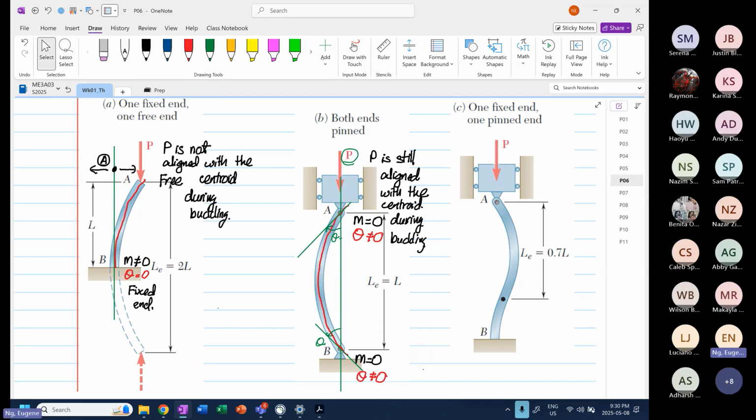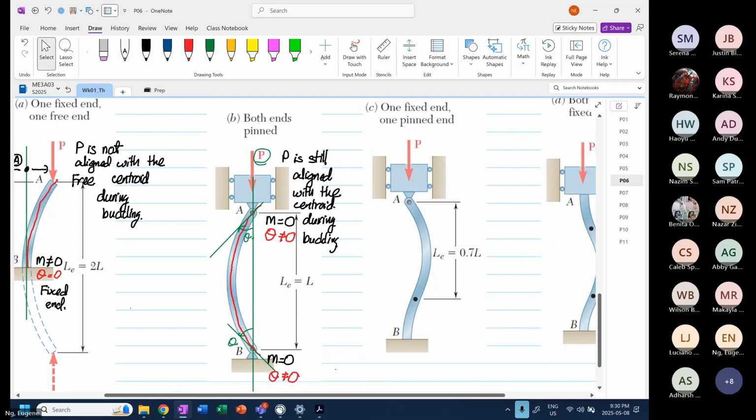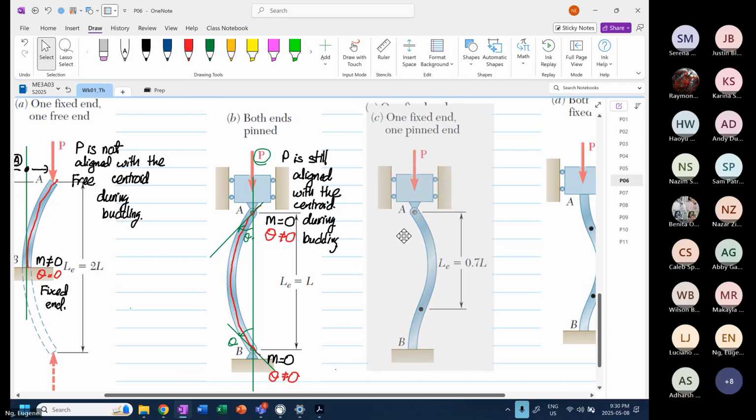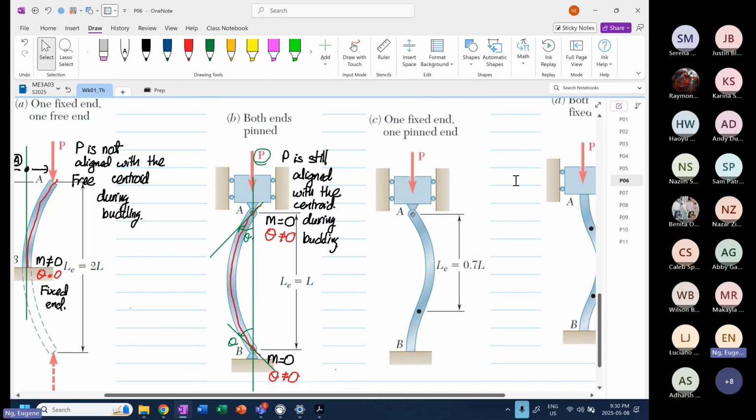Now let's look at the other one. Okay, let's look at the next one. So the next one is one fixed end and one pin end. So which is the fixed and which is the pin? You can look at the diagram, or you can look at what?